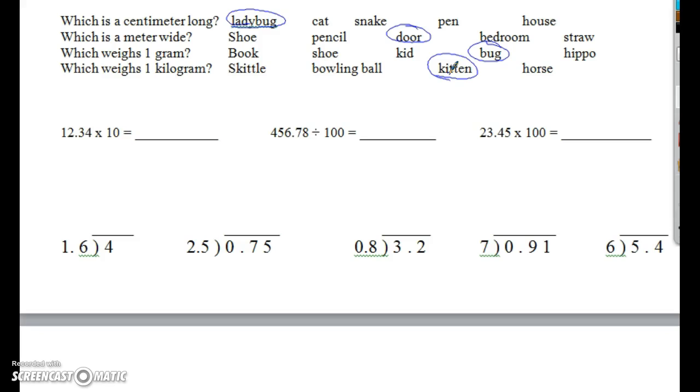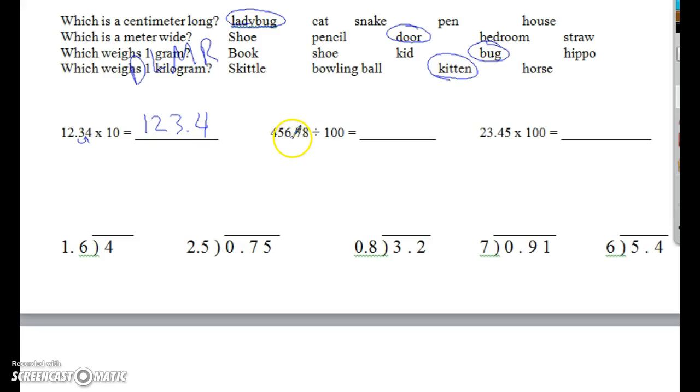When I'm dividing by 10 and hundreds or multiplying by 10 and 100, we use Delmer, divide left, multiply right. So since I'm multiplying, I'm going to move my decimal to the right. And since it's by 10, I'm just moving it one spot. So my answer would be 123.4.